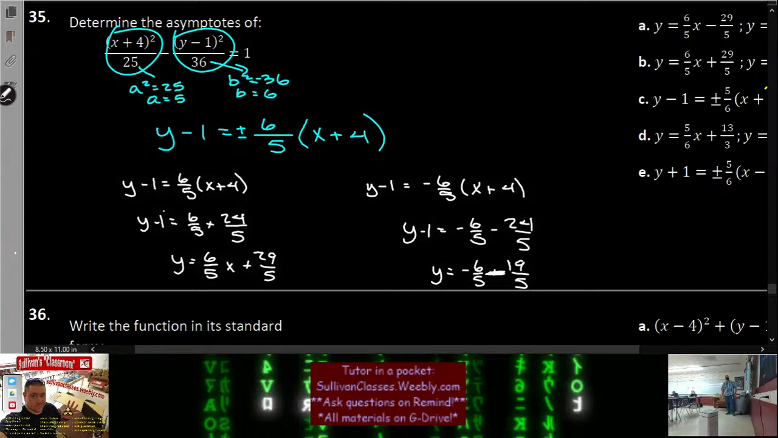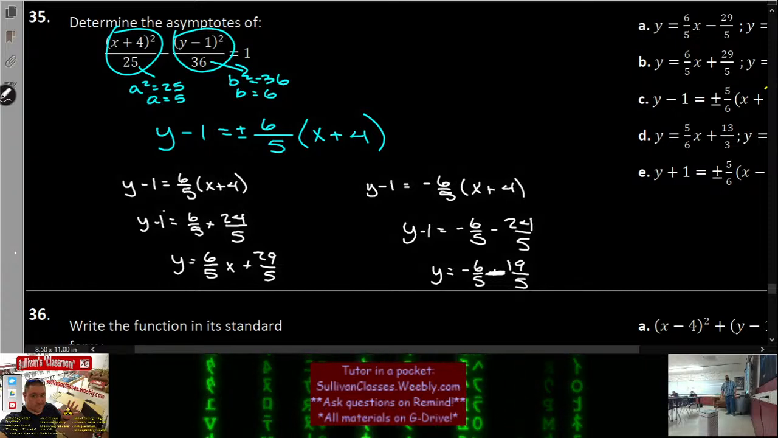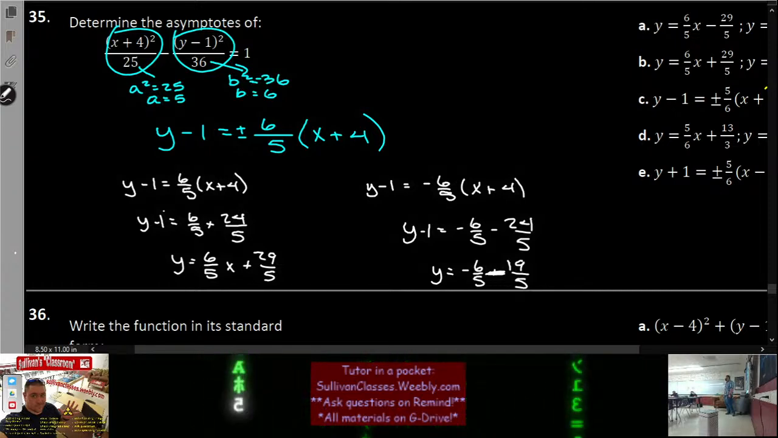Where is that? Plus 29/5. B? I don't see the rest of it, but I'm assuming it's B. Okay.